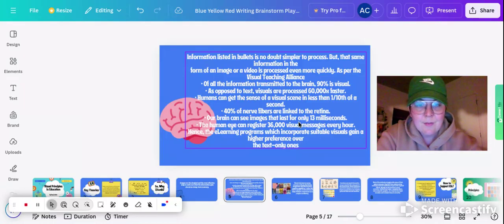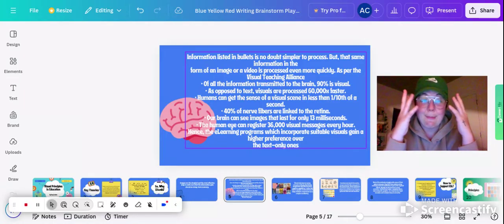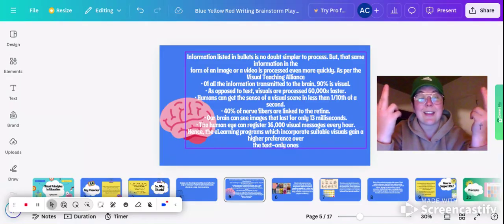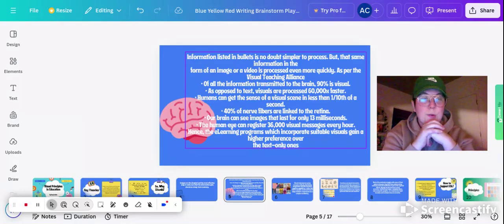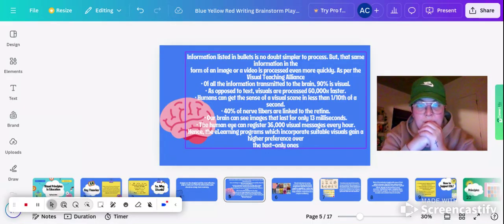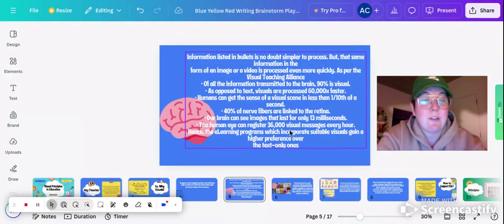And the whole concept of how the brain and visuals work with learning: 40% of the nerve fibers within our brain are actually connected to our eyes, to the retinas. So we're constantly receiving stimuli, so it would make sense that visuals within learning are going to help increase the retention of information. Also, the human eye can register 36,000 visual messages every hour.